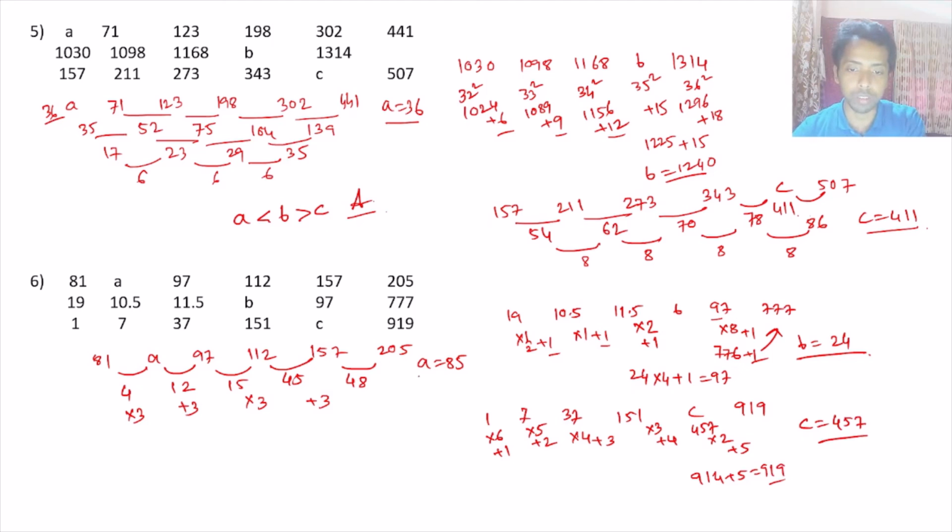Okay, so all three values are here. A is 85, B is 24 and C is 457. So the relation here is A is greater than B, B is less than C. That's it, right?